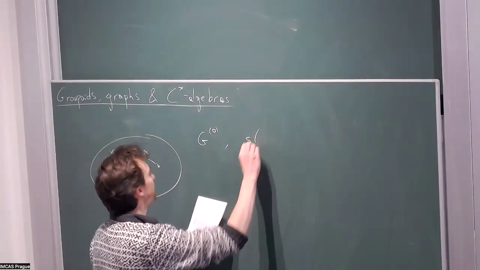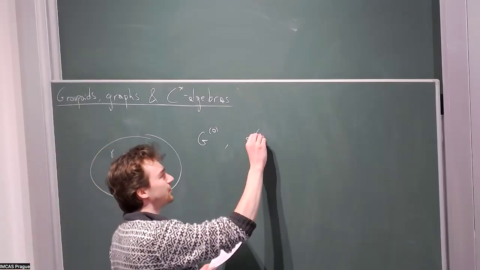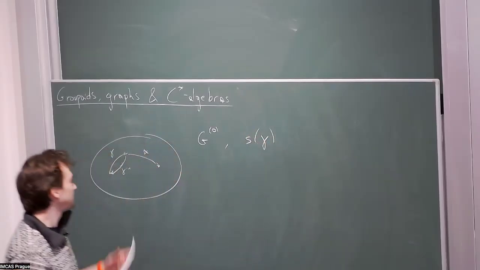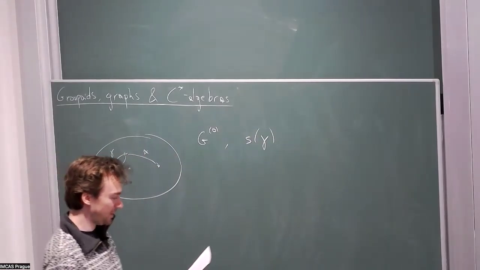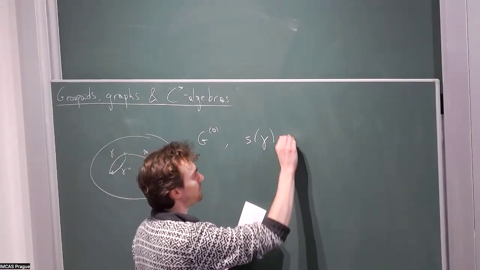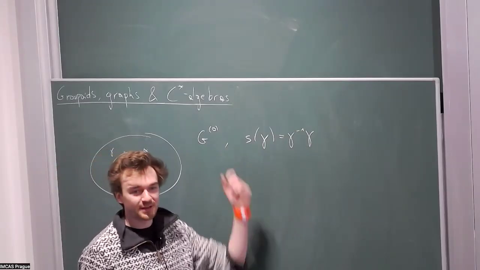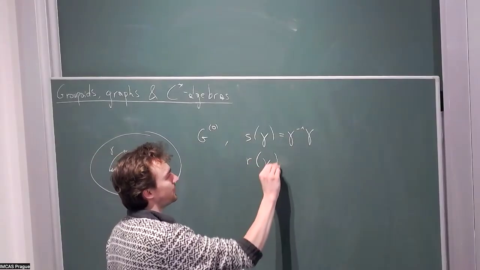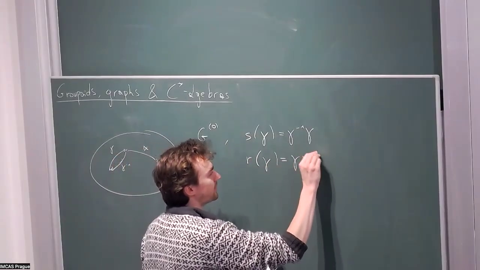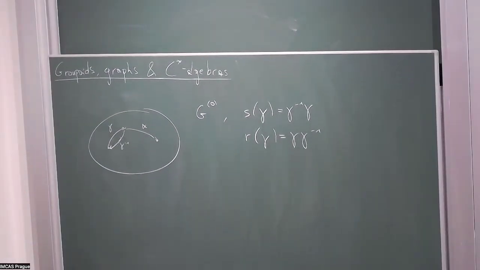You can define the source map of a morphism gamma as simply the object that it's coming from. So in this case, that will be gamma inverse gamma, reading from right to left, I guess. And then the range will be gamma inverse.